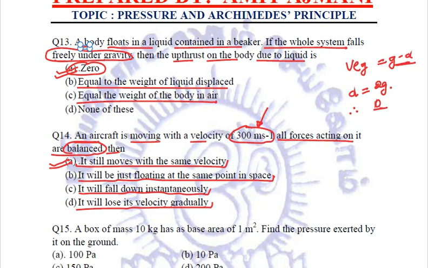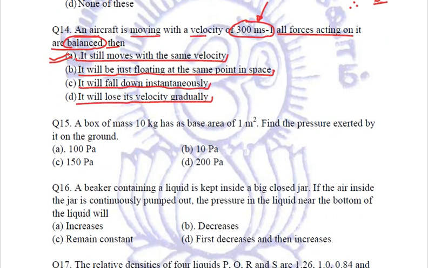Got it? Let's see the next question. A box of mass 10 kilograms, mass is given to us, has a base area of 1 meter square. We have to find the pressure exerted by it on the ground. Clear? So now in this question, we have been given the mass and we have been given the area.